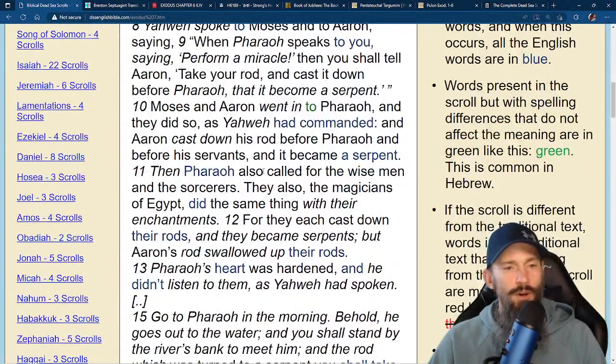Then Pharaoh also called for the wise men and the sorcerers. They also, the magicians of Egypt, did the same thing with their enchantments. For they each cast down their rods, and they became serpents, but Aaron's rod swallowed up their rods. Pharaoh's heart was hardened, and he didn't listen to them as Yahuwah had spoken.